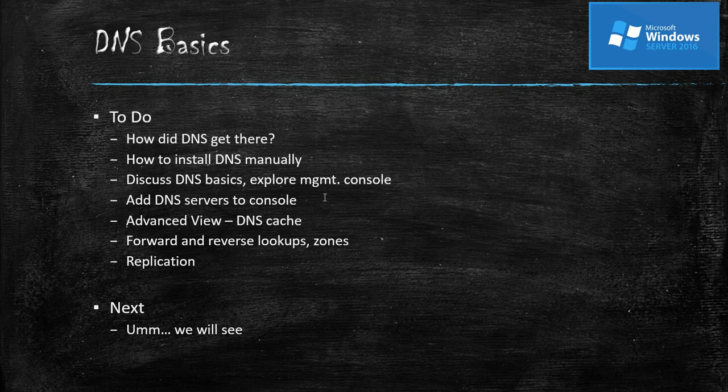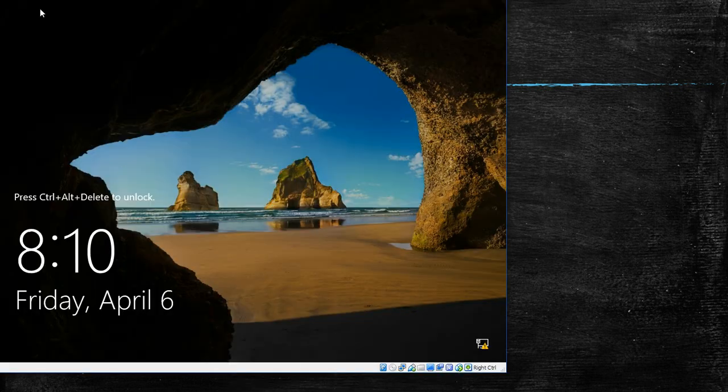how to manage more than one DC, and we'll look at some of the advanced view features like DNS cache, and then we'll also talk about forward and reverse lookup and zones. And we'll also see how those DNS records get copied over to the other DC. So we'll jump in here and get started.